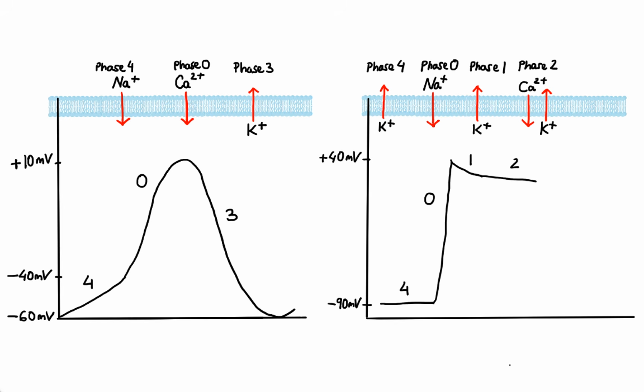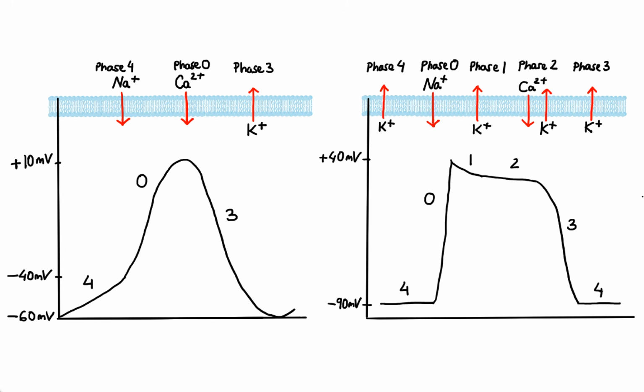Lastly, the plateau phase is followed by a rapid repolarization, referred to as phase 3, which is caused by a gradual inactivation of the calcium channels and continuous outflow of potassium. This brings the membrane potential back to the resting phase 4.